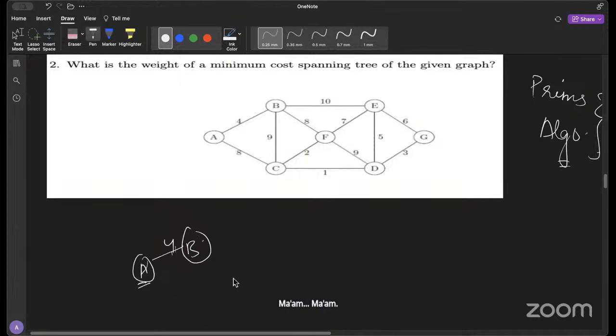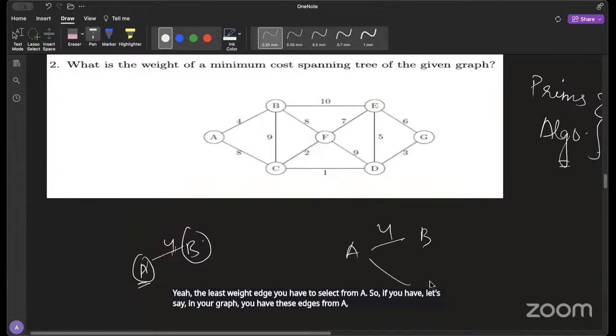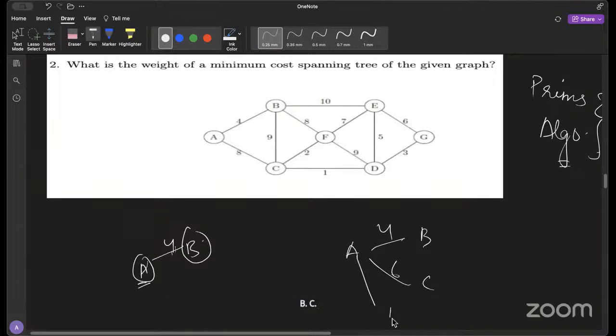Ma'am, you said last time that least weight... Yes, last time when we discussed this, we didn't discuss it with a vertex. The least weight edge you have to select from A. So if you have, let's say in your graph, edges from A to B, C, and D, then you have to select the minimum out of these and draw that edge.